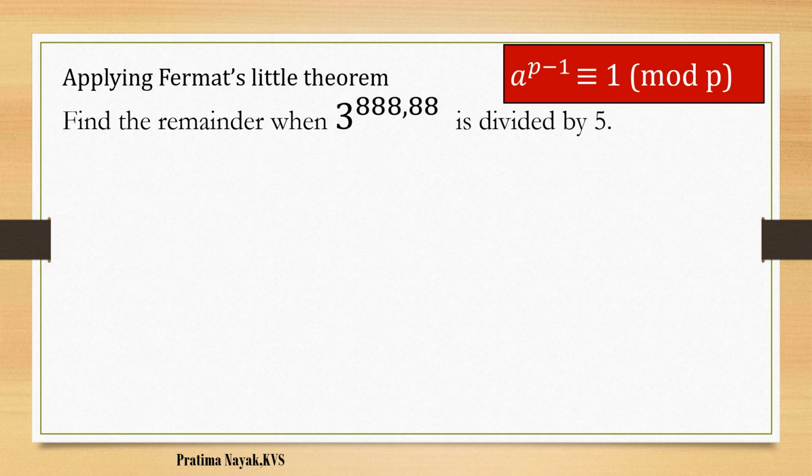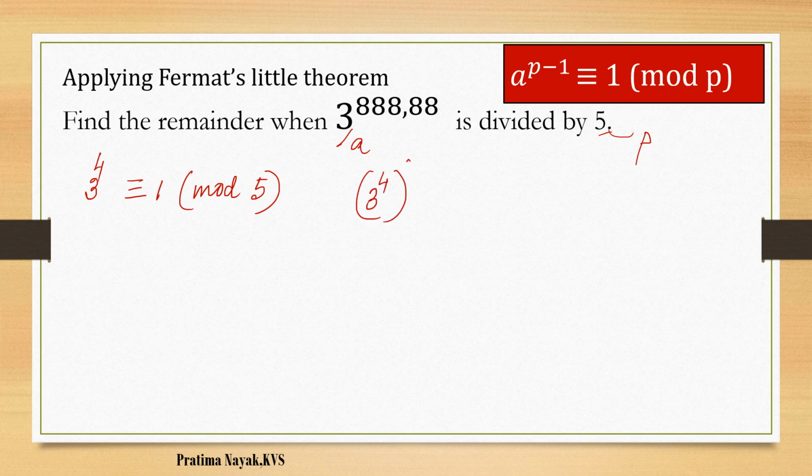Next, find the remainder when 3 raised to the power 88,888 is divided by 5. So 5 is p here and 3 is a. They are co-prime. So I can write a raised to the power p minus 1, that is 3 raised to the power 5 minus 1, 4, is congruent to 1 modulo 5. So 3 raised to the power 4, to any power, is again congruent to 1 modulo 5.